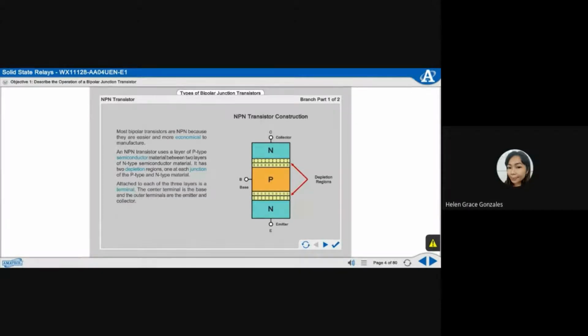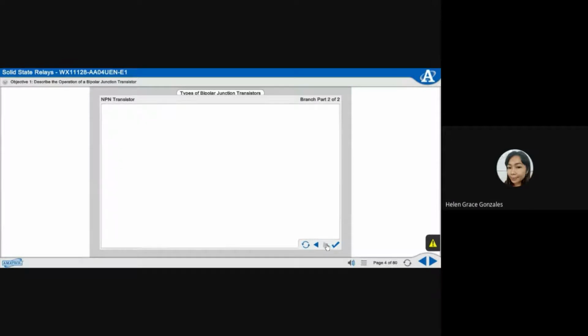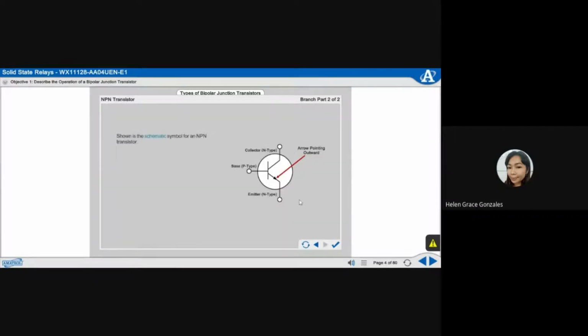Attached to each of the three layers is a terminal. The center terminal is the base, and the outer terminals are the emitter and collector. Shown is the schematic symbol for an NPN transistor. Notice that the emitter has an arrow pointing outward. In a bipolar transistor, the arrow is always located on the emitter side of the symbol and points toward the N-type layer. It is understood that the collector is made of the same material as the emitter and that the base is the opposite type.